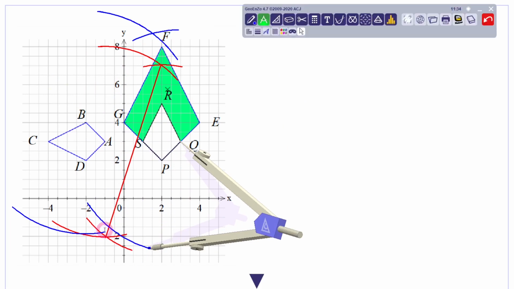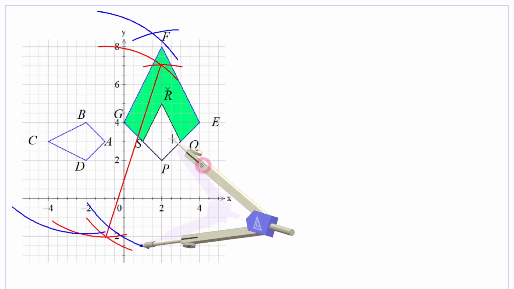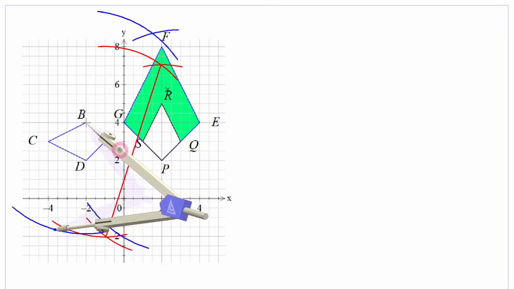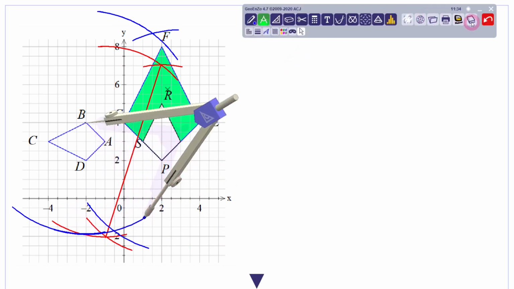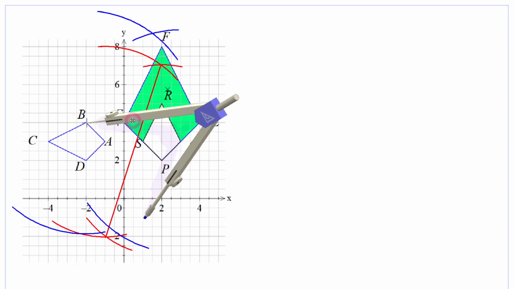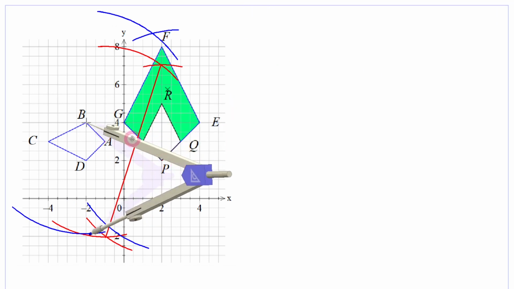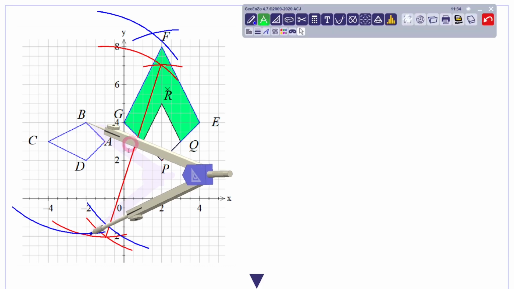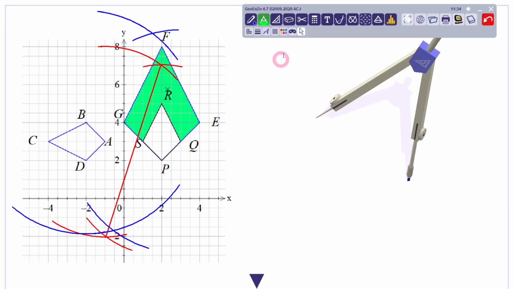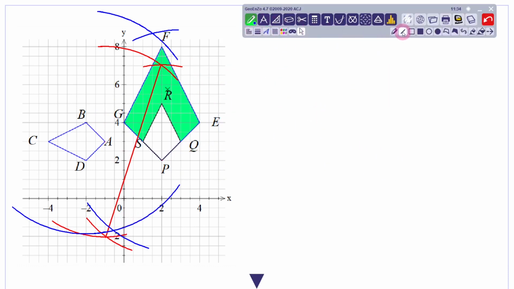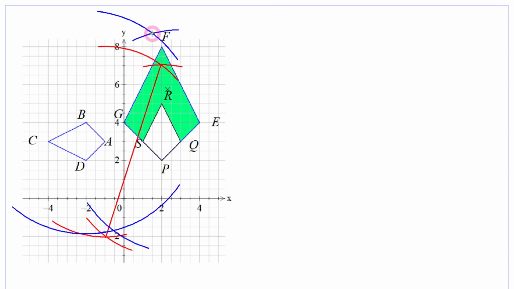Okay, sometimes you cannot get the intersection point. Don't worry, you just move back to here. Draw it again. Okay, let me try to draw it more accurate. Okay, now we got the intersection point. Next step, just connect this and this together.